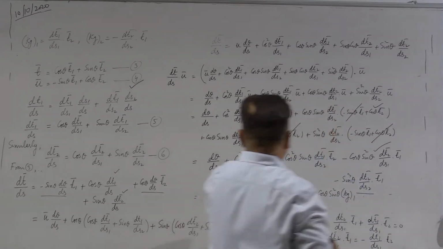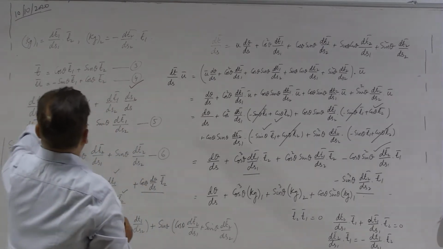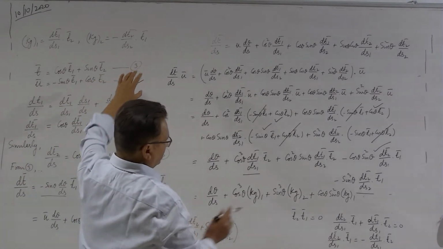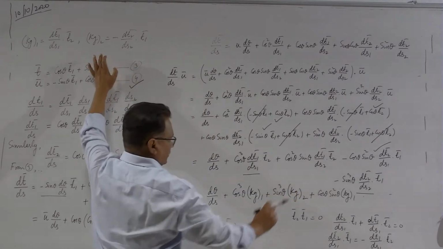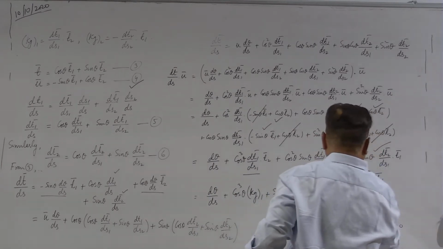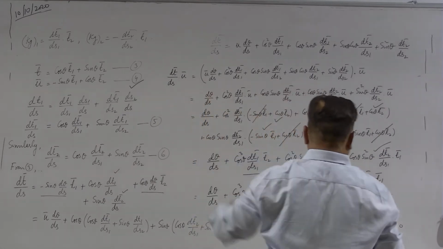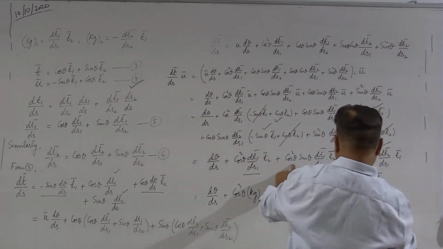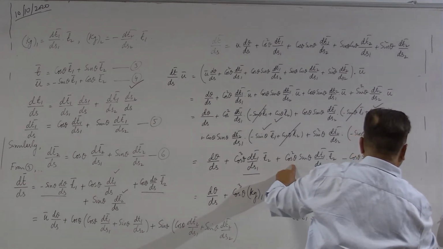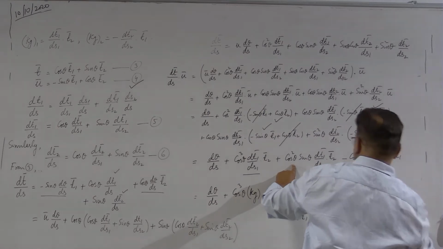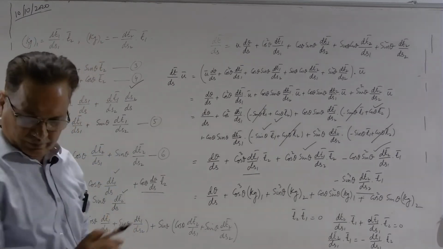Similarly, this will be equal to dT1 upon dT2 upon dS2, dT2 upon dS2 T1. This will also be equal to Kg2, plus or minus plus. So, this will become cos square theta into sin theta Kg2. So, this is also taken care of. So, all the terms have been taken care of.